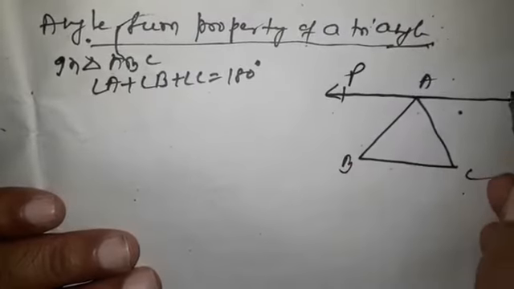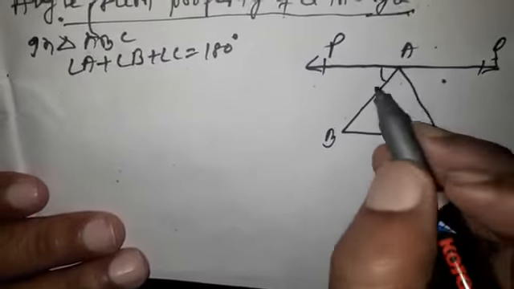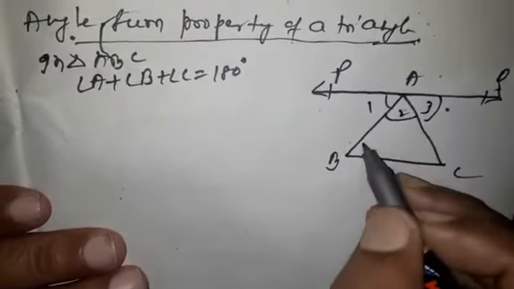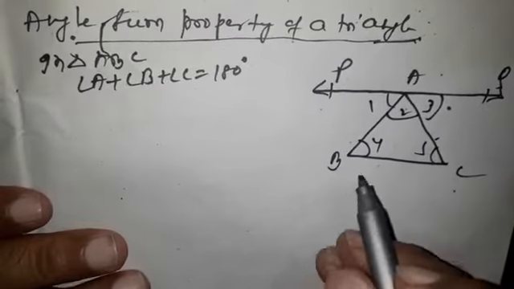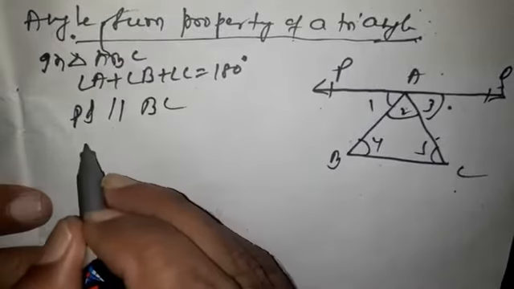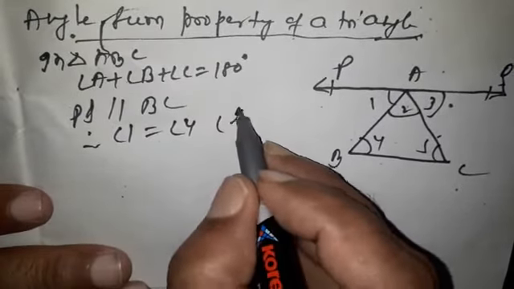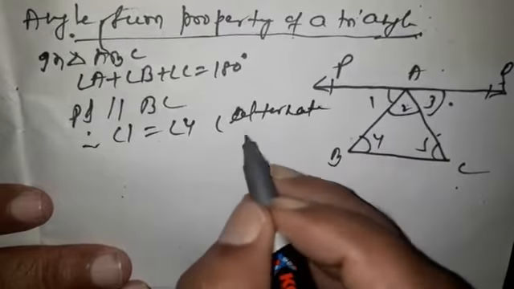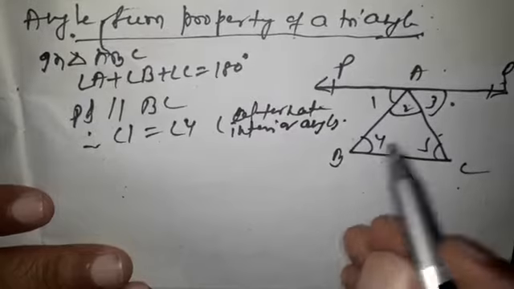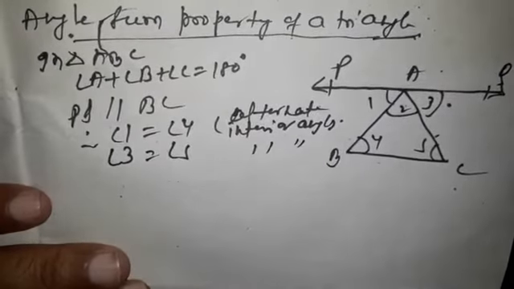PAQ parallel to line BC. If angle PAB is 1, this angle is 2, this one is 3, 4 and 5. As PQ is parallel to BC, therefore angle 1 is equal to angle 4, alternate interior angles. Similarly, angle 3 is equal to angle 5, also alternate interior angles.